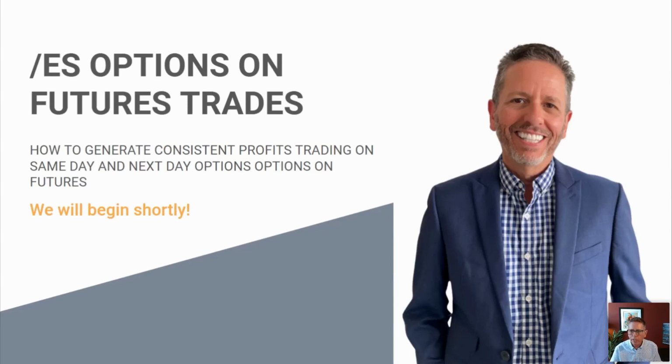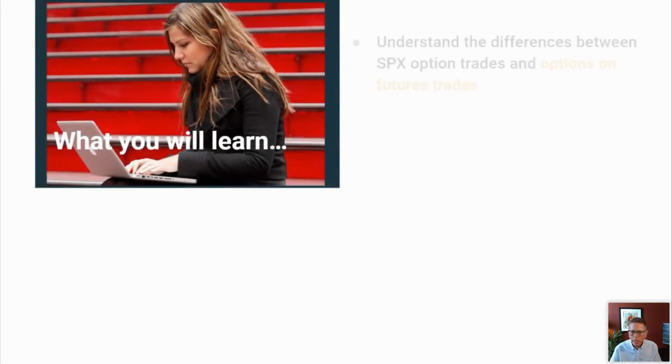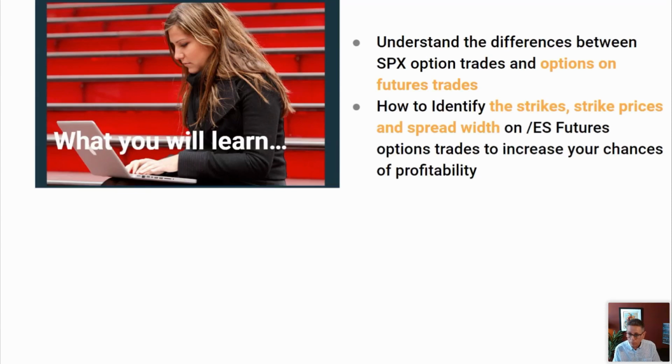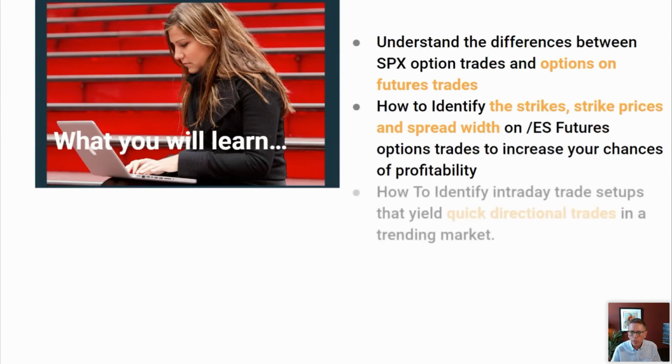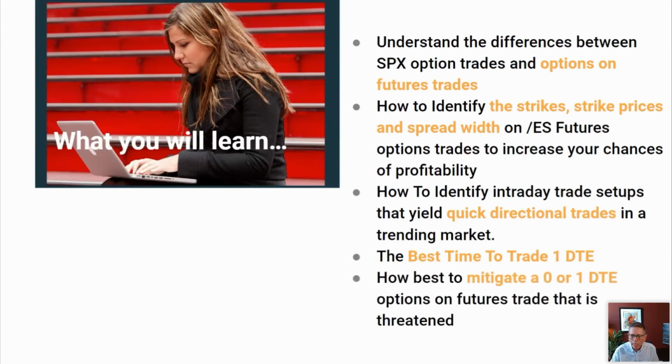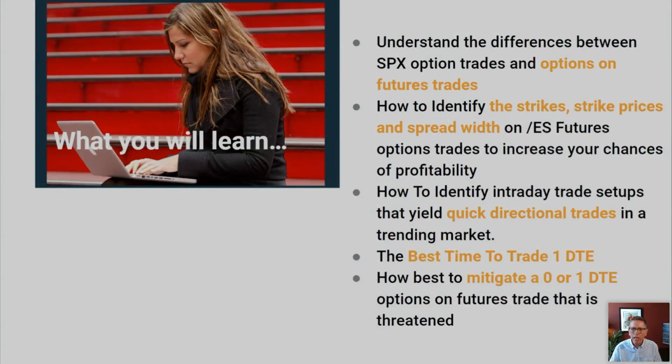So with that, let's get going. What are you going to learn today? Understand the differences between SPX option trades and options on futures trades. Secondly, how to identify the strikes, strike prices, and the spread width of ES futures. And how to identify the intraday setups that yield quick directional trades. You probably have seen those here and there this week. The best time to trade 1DTE and how to mitigate 0 and 1DTE options on futures trades. So these are different than SPX, and we're going to highlight what those differences are.